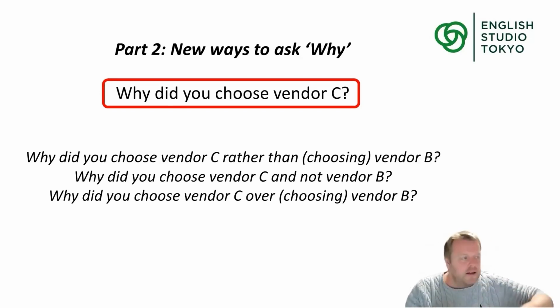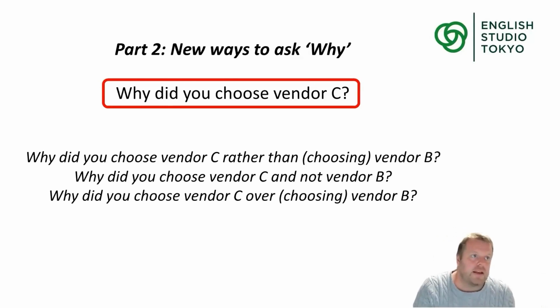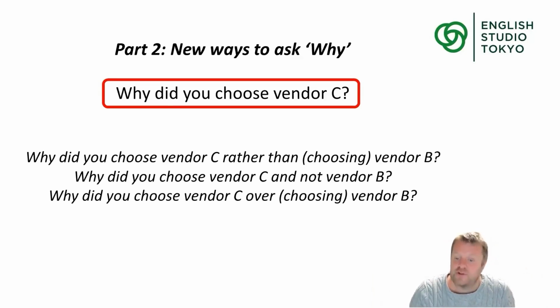Is it price? Is it expertise? Is it experience? Is it relationship? What's the background? Or number three, why did you choose vendor C over choosing vendor B? And again, in this case, sometimes I might use a verb. And if I want to use a different verb, that's okay.